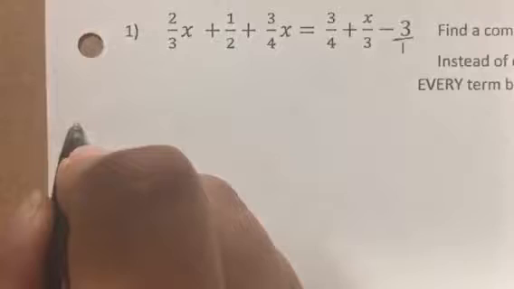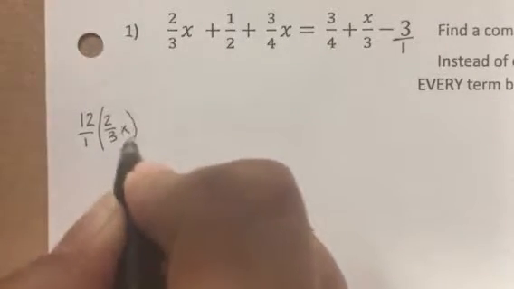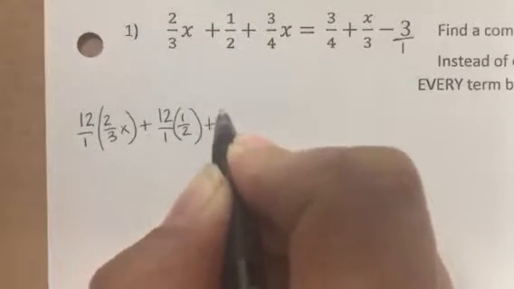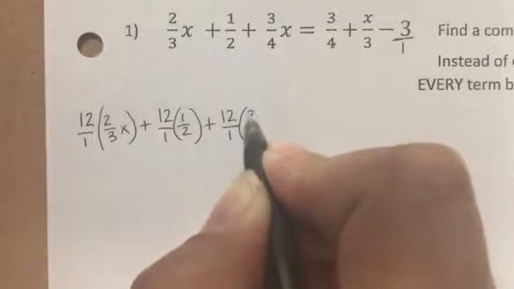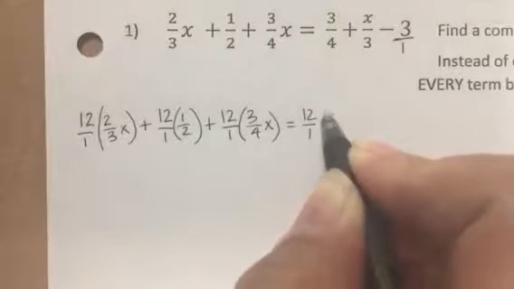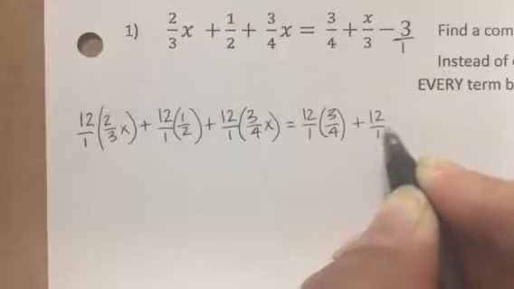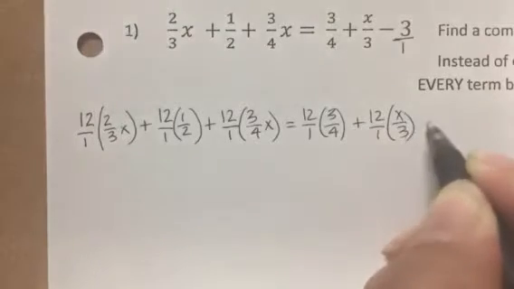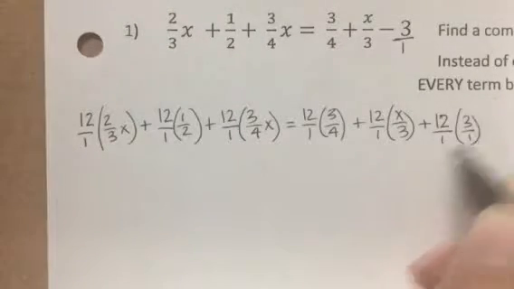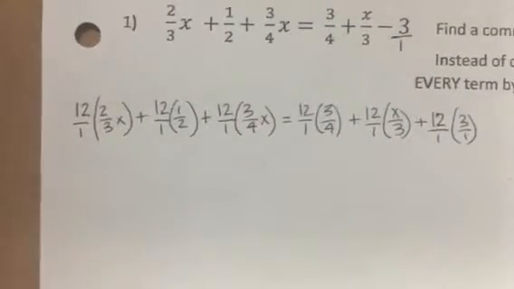So here we go. 12 over 1 times 2/3 x plus 12 over 1 times 1/2 plus 12 over 1 times 3/4 x equals 12 over 1 times 3/4 plus 12 over 1 times x over 3 plus 12 over 1 times 3 over 1. Now the next thing that I'm going to do is cross reduce.